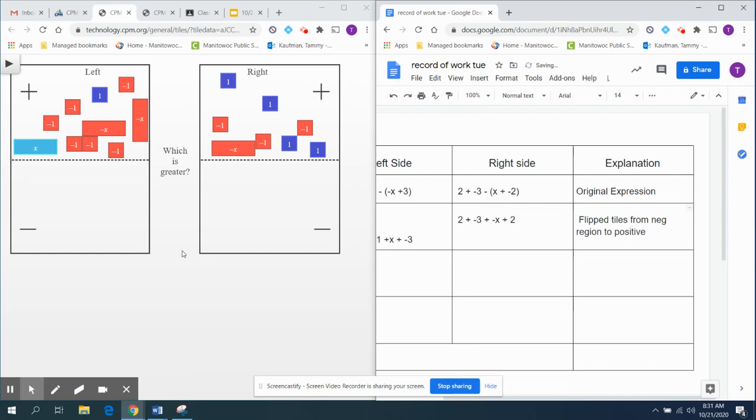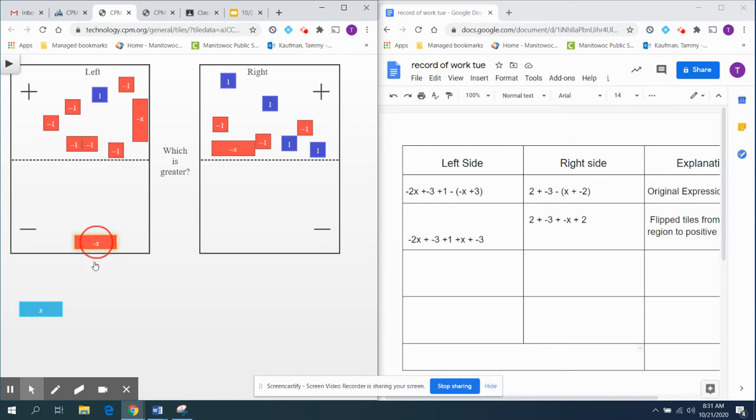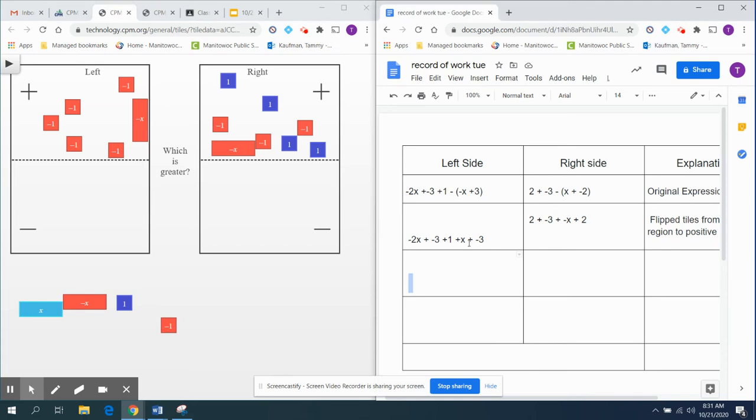Okay. All right, so the next thing I want to do is I want to take 0 pairs. So I'm going to take this off. I'm going to take all my 0 pairs off of this side. And this is how it changes. So I combined the negative 2x and the x, and that left me with just one negative x. And then I combined the negative 3 plus the 1 plus the negative 3. And so that leaves me plus negative 5, which is what I have here.